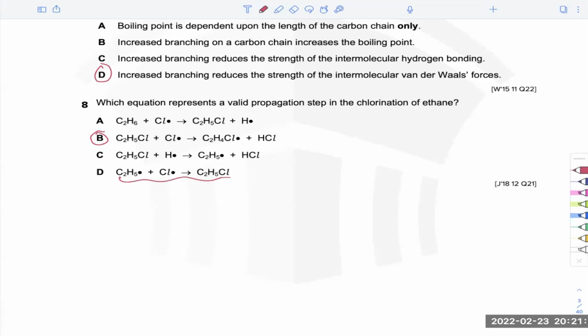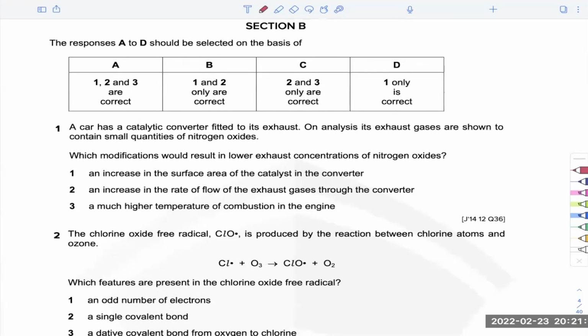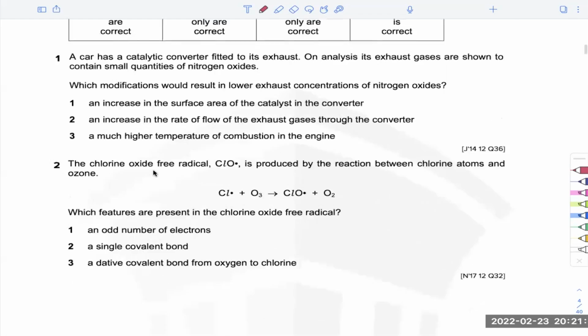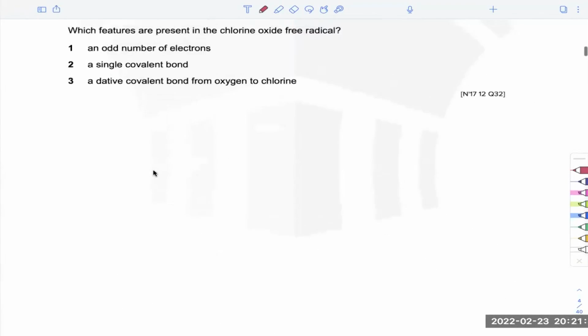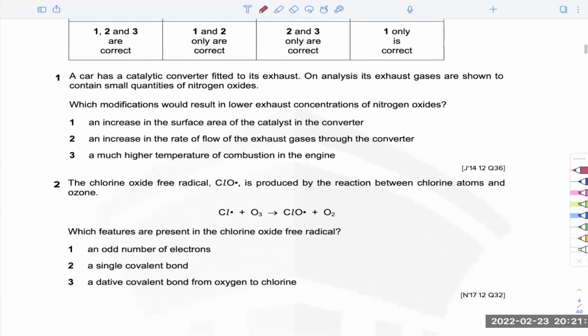This is termination. This is possible, but this is termination. Two radicals combining to make a stable molecule. That's termination. Okay, section B is no longer in your syllabus, so I'm going to skip this one for now. Although, okay, there are only two questions, let's look at them, because these questions are really very helpful in clearing your concept.